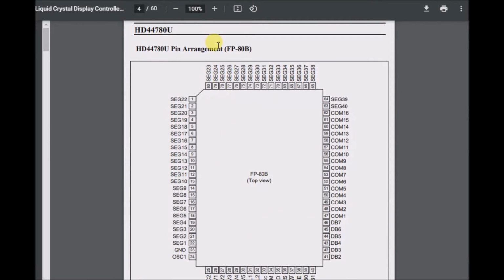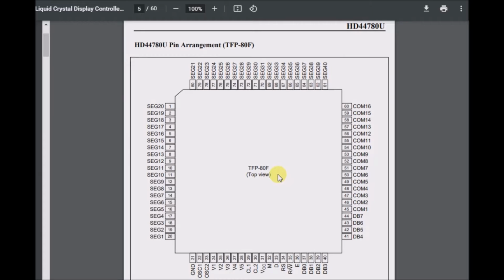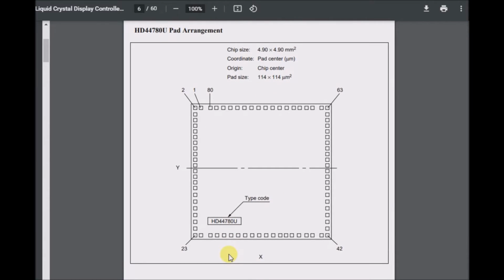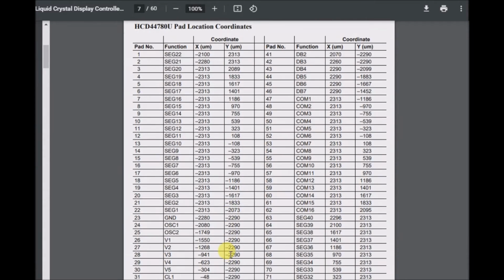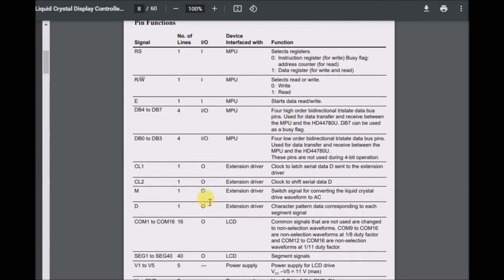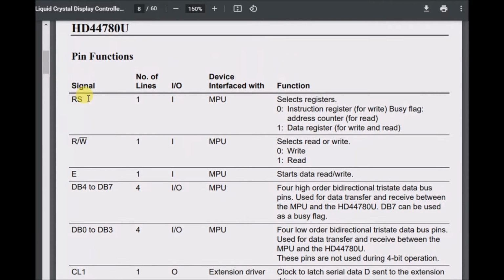And pin arrangement, FP80B. And here's the 80F, whatever these are. The 780U. Pad location coordinates. Pin functions. Note to self to timestamp this.